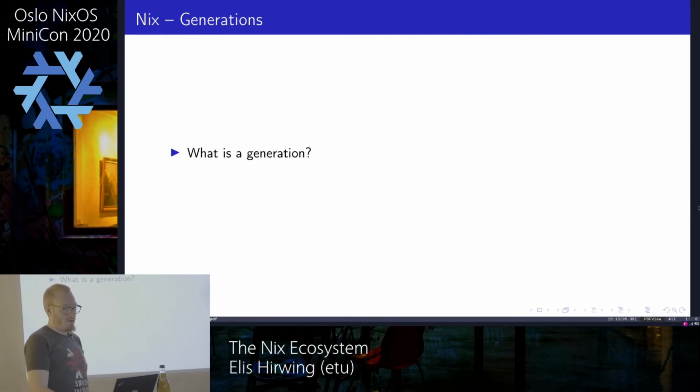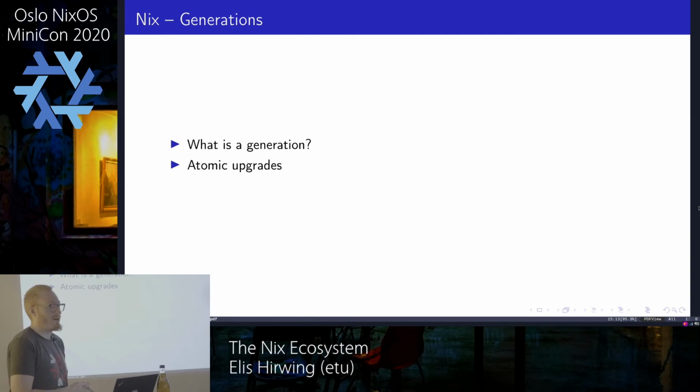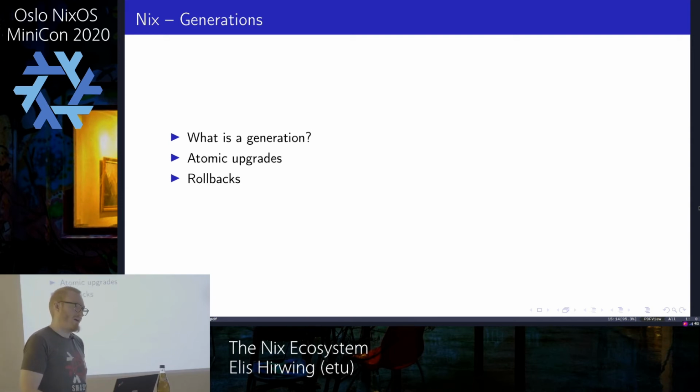And with generations, we can do things like atomic upgrades, because we can put all the things needed for a desired state into the store and then switch the symlink. And with atomic upgrades, we also have rollbacks, because we can switch back to the older symlinks. This, of course, can come with problems, like if you have a database and the database migrates the format and you try to roll back. Good luck with that. But that's a problem for every distribution. So, yeah, it's not just Nix.